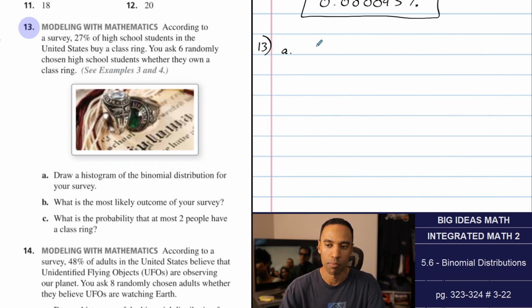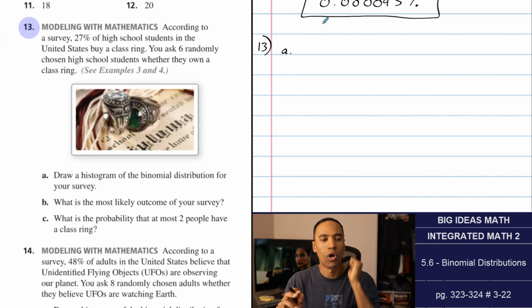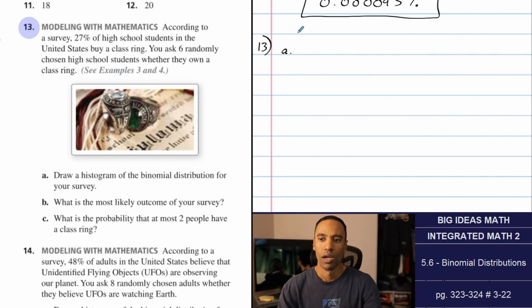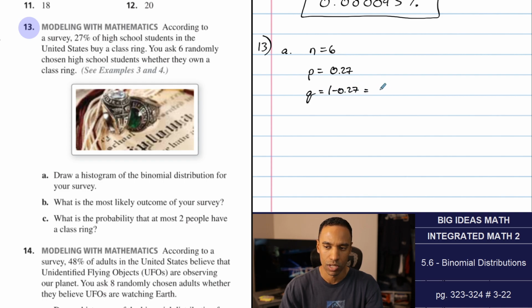So part A is going to be all about this. We got to do that histogram thing. And I'll be honest, I'm probably going to do this very fast. 6 randomly chosen high school students. N is 6. P is probability of success, that's 0.27. So Q is going to be 1 minus 0.27, which is 0.73. At least these ones are different this time.